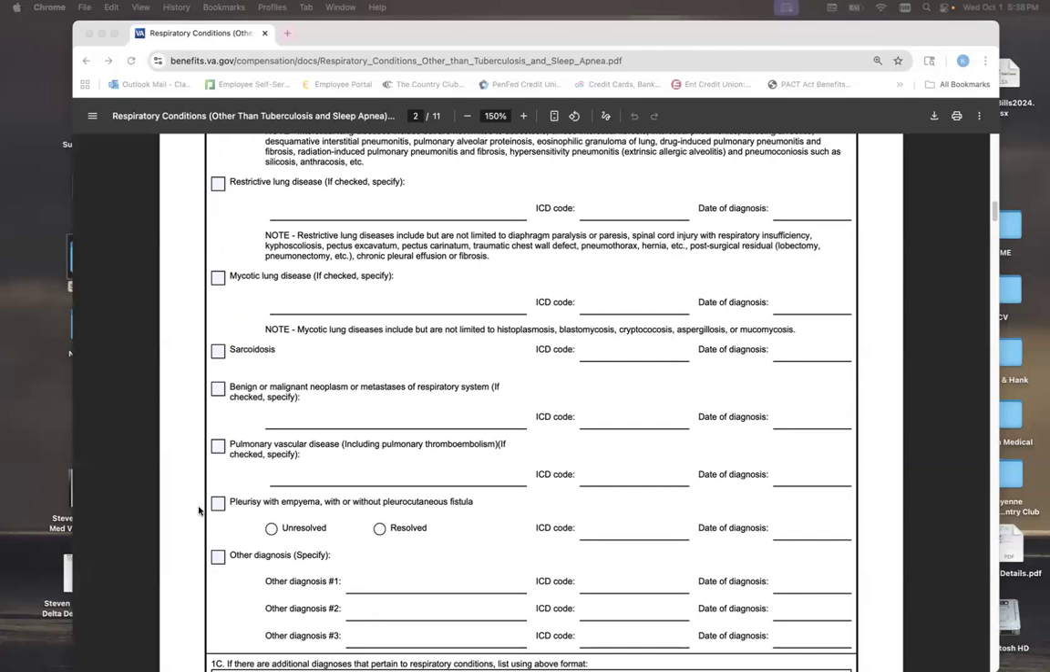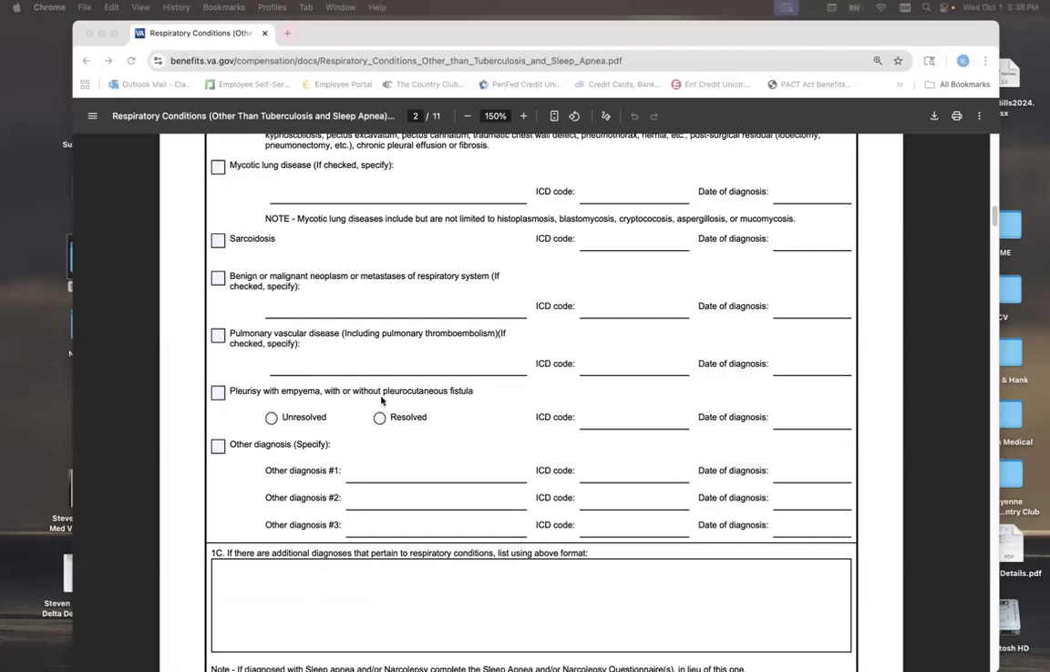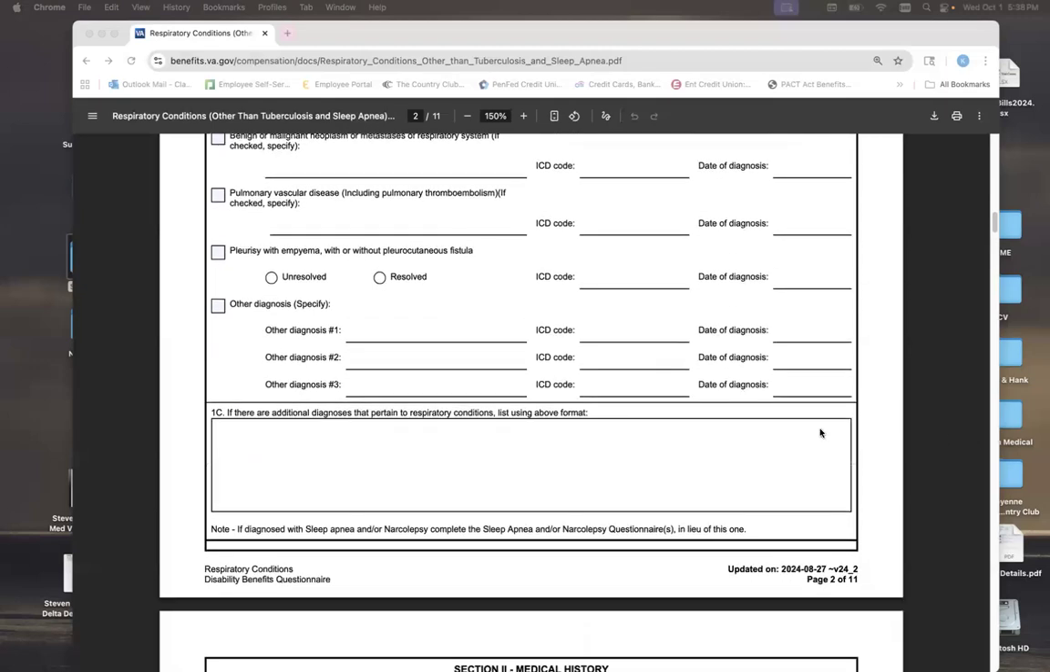coccidiomycosis would also apply here, sarcoidosis, benign or malignant neoplasm or metastases, pulmonary vascular disease, that includes a pulmonary embolism, pleurisy with empyema, or any other diagnosis.